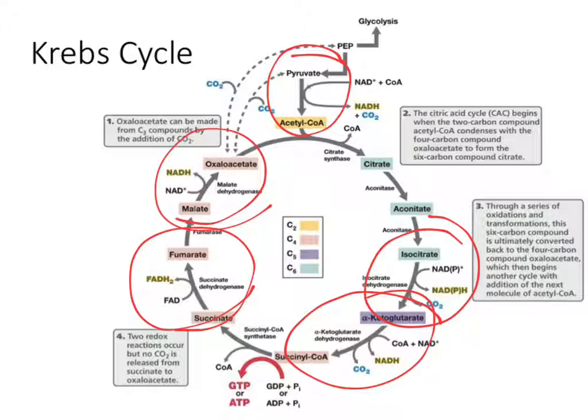What else is a key feature of all these? Good. That's the key one. FAD being reduced to FADH2, NAD plus being reduced to NADH. Okay. And what happens to those eventually? What happens after this step? Yeah, dump those into the electron transport chain, and we'll come to that in a minute. Okay, so those are our redox reactions.